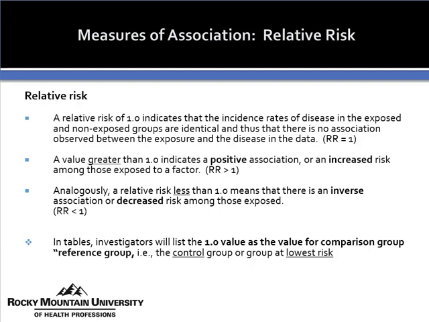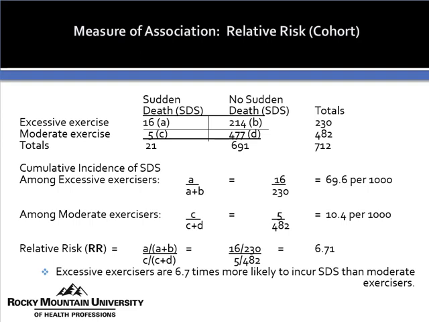Now in tables, investigators will list the 1.0 value as the value for the comparison group or the reference group. So when you look at a table and you see 1.0, that means that's the reference group, and then the other group is the at-risk group, which you're then looking to see, was it above or below 1.0, and was it statistically significant?